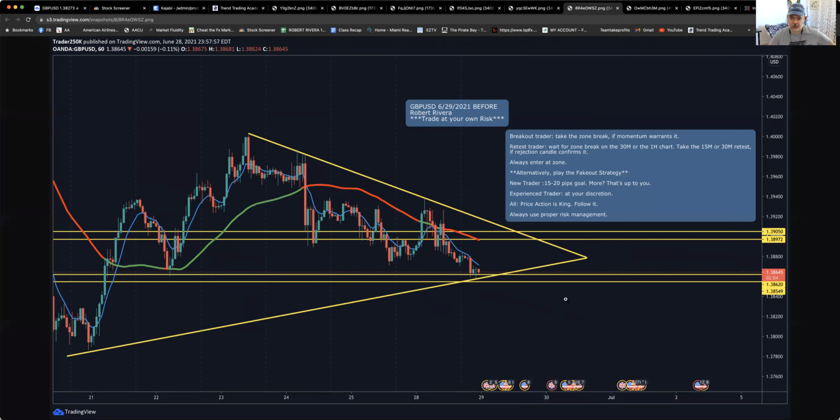Next setup is GBP/USD. Nice wedge, beautiful wedge. It's been dropping. We see the retest, we see the retest, and now it's moving away from the wedge, right?